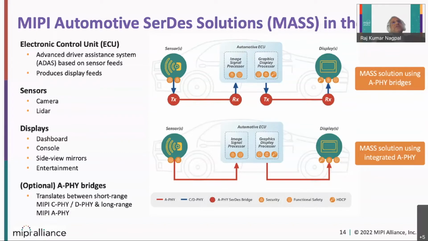So basically, MIPI A-PHY is a part of the solution which we call the MIPI Automotive SerDes Solution, in short MASS. This is a complete solution for ADAS and ADS applications in the automotive segment, wherein you have sensor to display, and this whole ecosystem is part of MIPI solutions and offerings, making a complete solution coming from MIPI in the automotive segment.